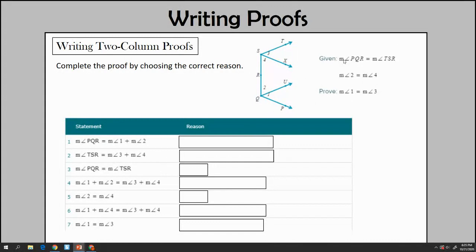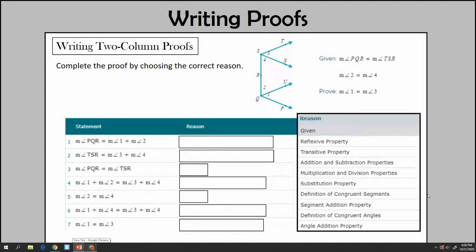All right, we are given that angle PQR is equal to this angle TSR. We're also told that angle 2 and angle 4 are equal. We're supposed to prove 1 and 3 are equal. Okay, well, you don't have to worry about how to figure that out. They figured it out. We just got to justify what happened. So again, you'll have a pop-up box here, and we got to fill these in.